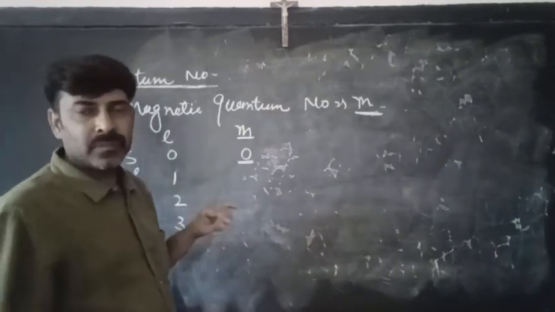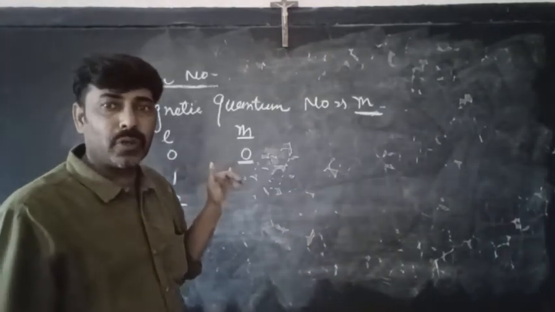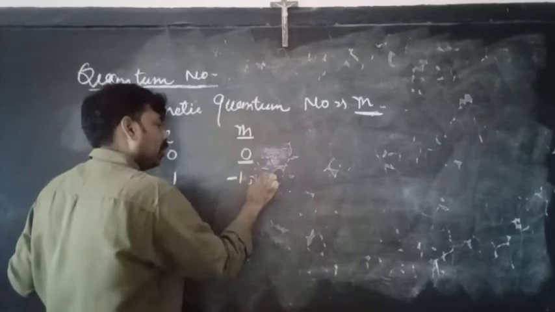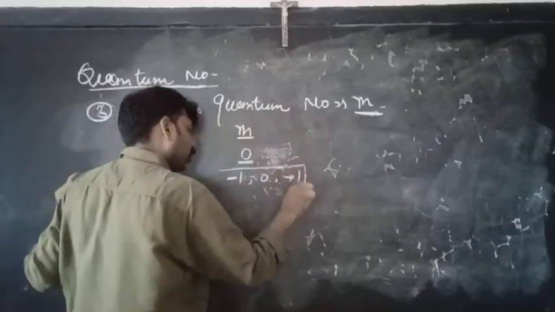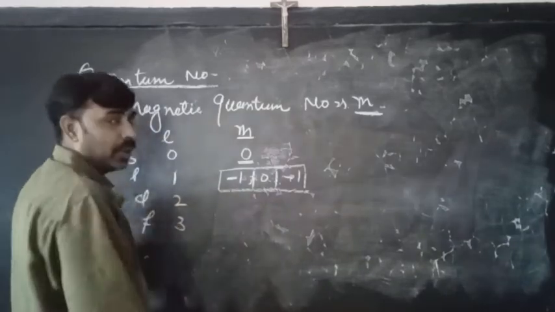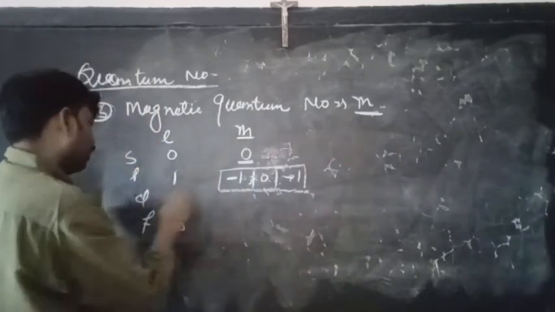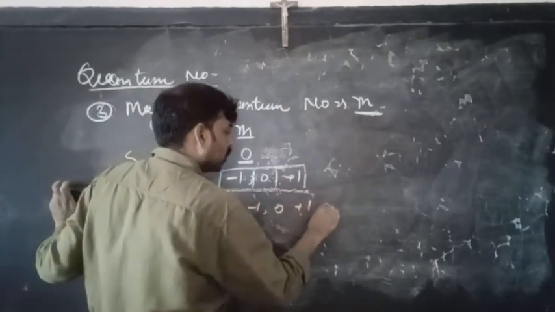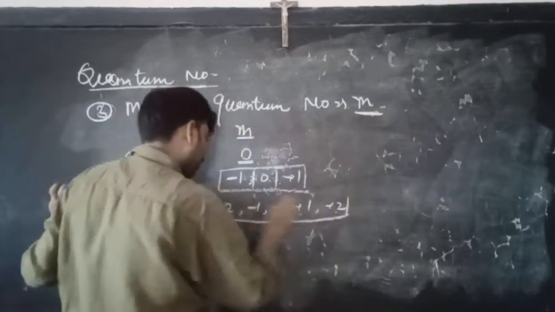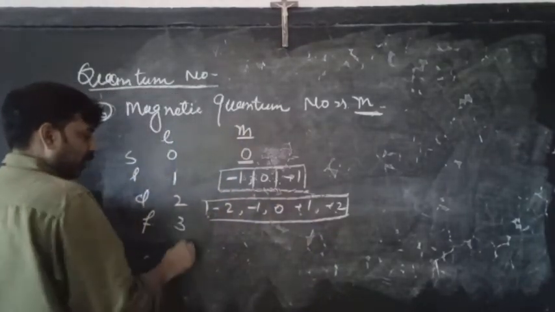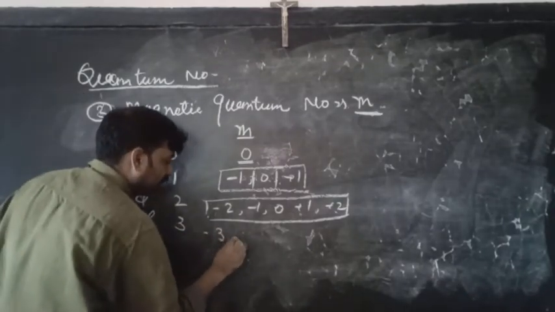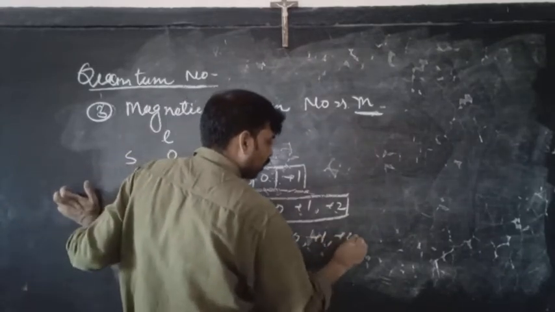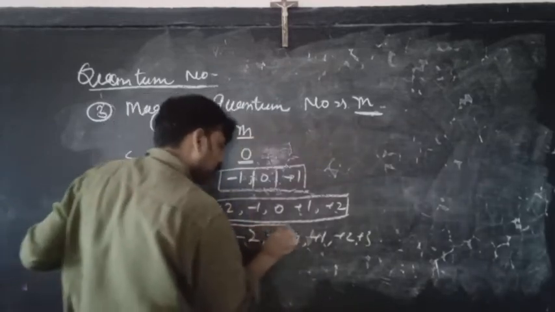Now for the P subshell, the azimuthal quantum number L equals 1. So the magnetic quantum number will be minus 1, 0 and plus 1, total 3 different quantum numbers. When you talk about the D, it will be minus 2, minus 1, 0, plus 1 and plus 2, total 5 magnetic quantum numbers. And in the case of the F subshell, it will be minus 3, minus 2, minus 1, 0, plus 1, plus 2 and plus 3.